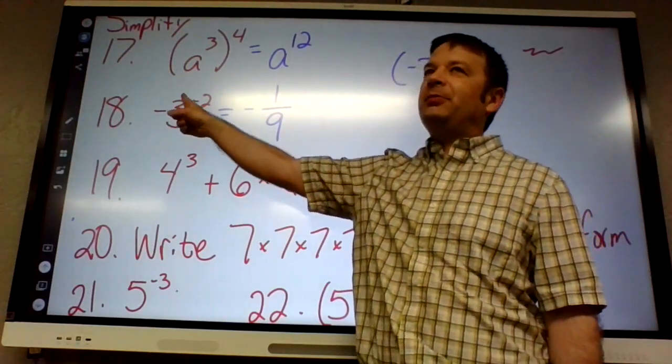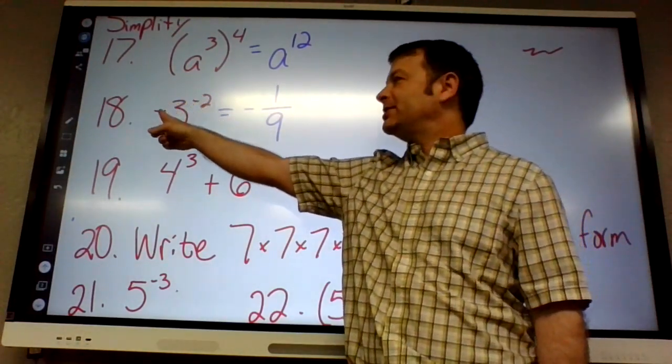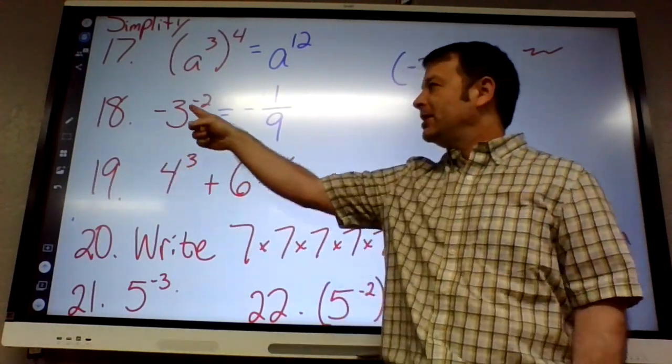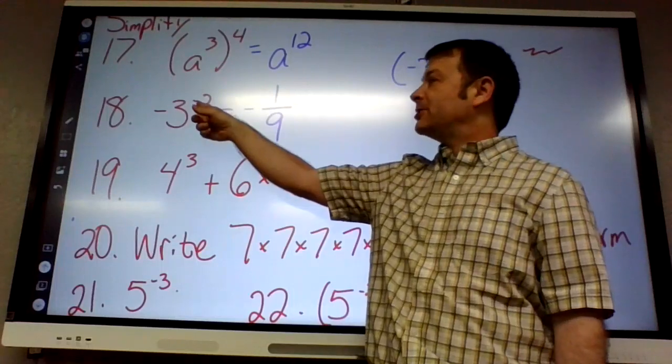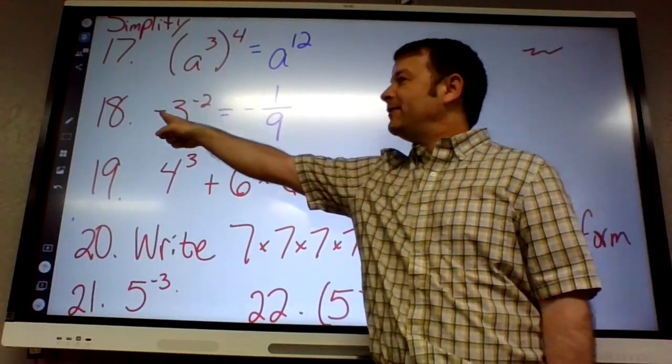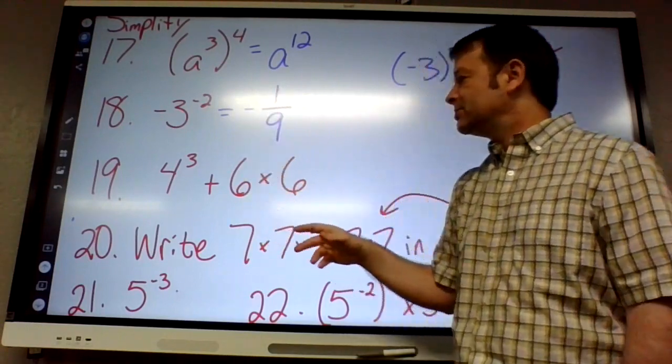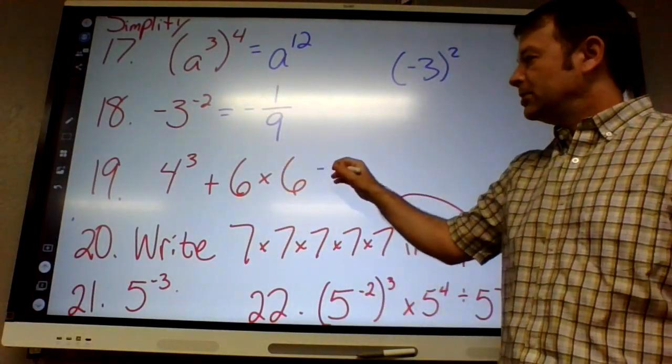So these two negatives mean very different things. This negative just means whether the value is going this way or this way. This negative means flip on the exponent. So this negative is untouched. And like I said, you can use a calculator. It should work. Not going to count it wrong if you do.